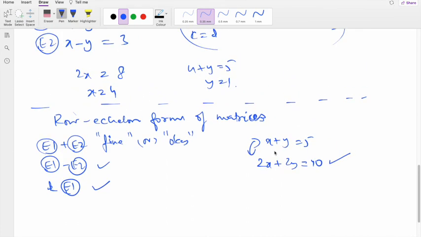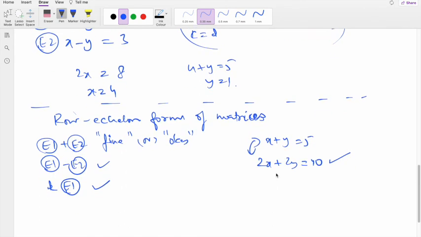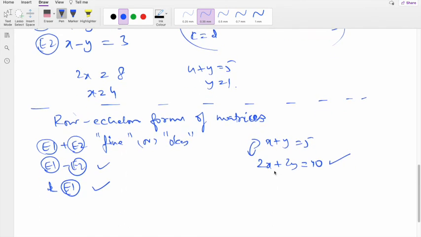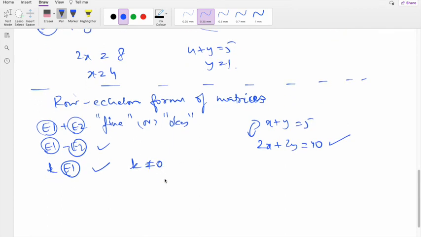And the thing is also that if I were to multiply with zero, it doesn't give me any usefulness out of it, right? So where k is non-zero, right? There was one more rule.